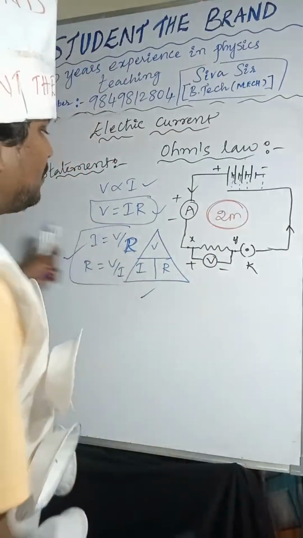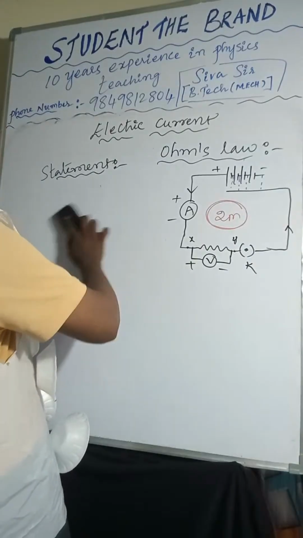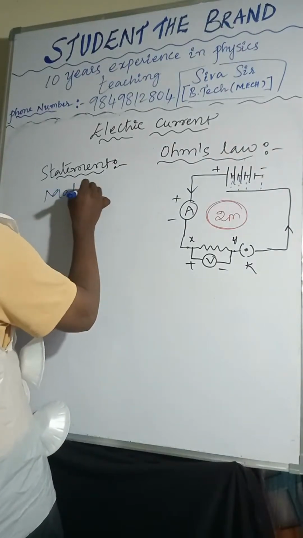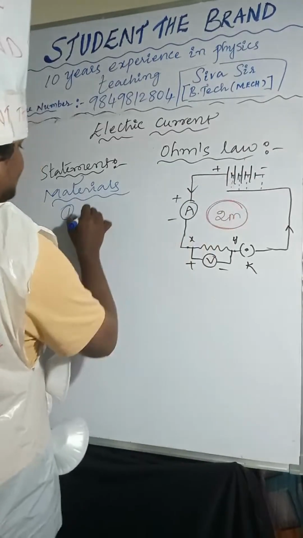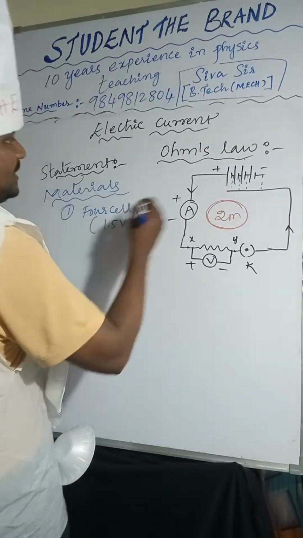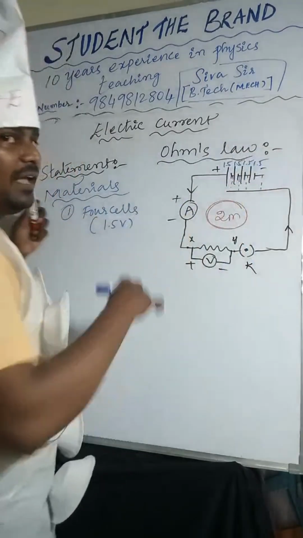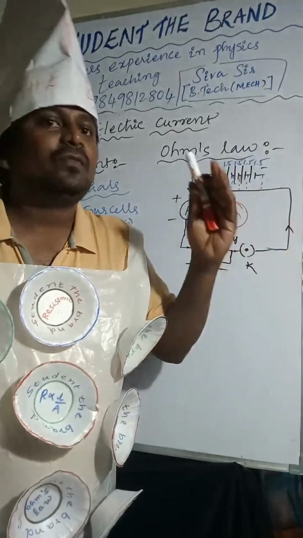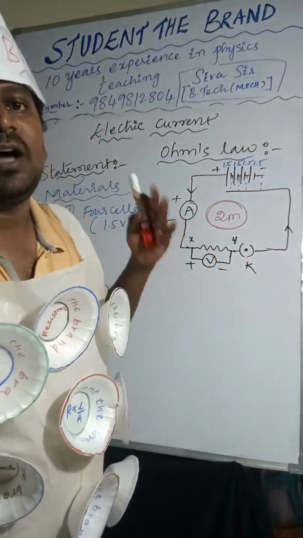Now again come to the point. Now I am explaining the process. Now we will discuss the materials required. What are the materials? First one, 4 cells, 1.5 volts each.